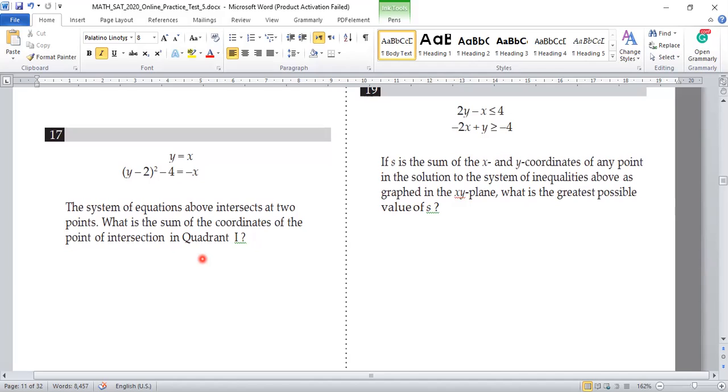I'm sure that you will have to solve this, and you will have to find the point of intersection.